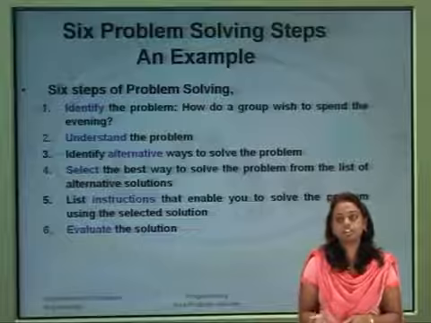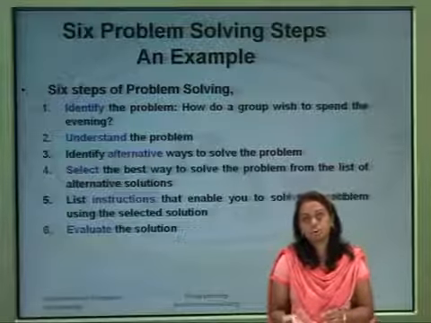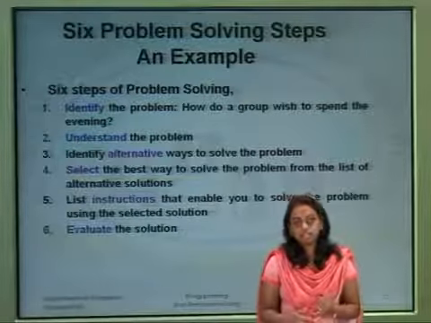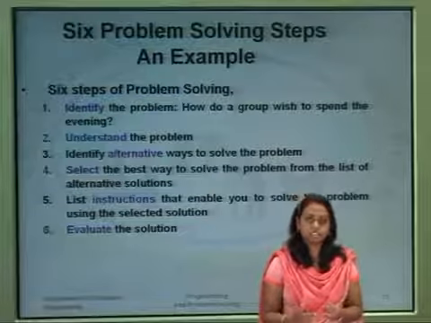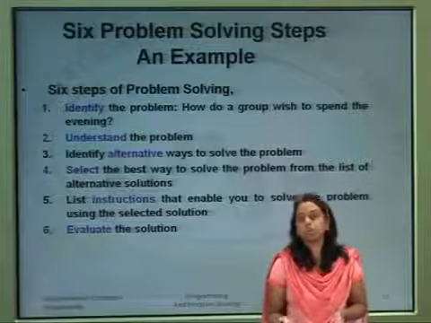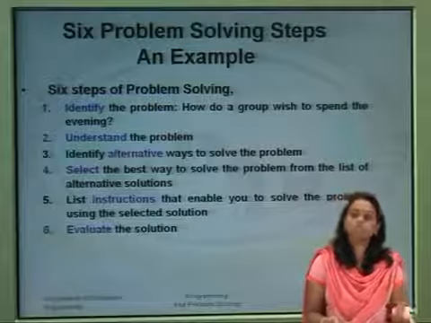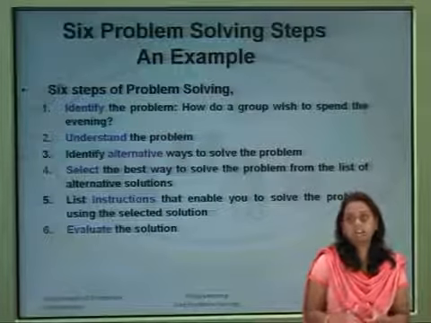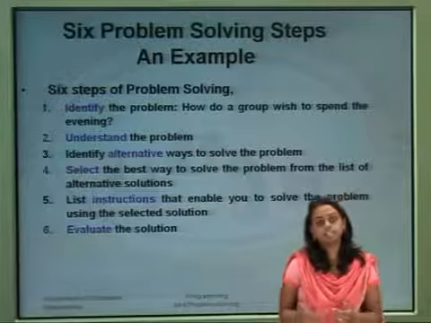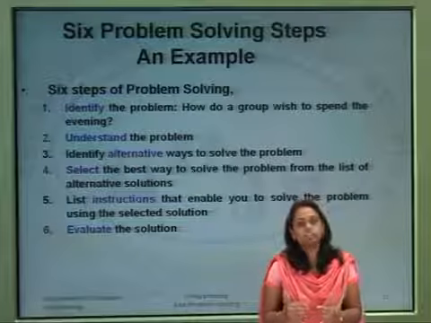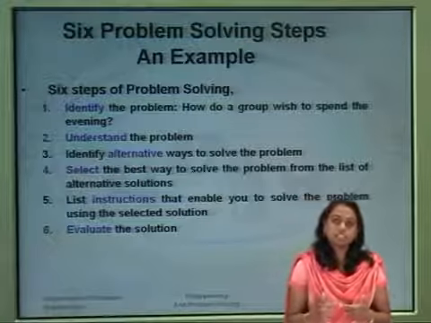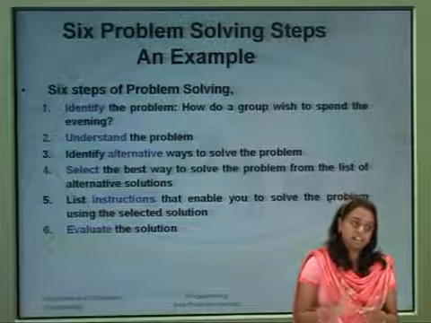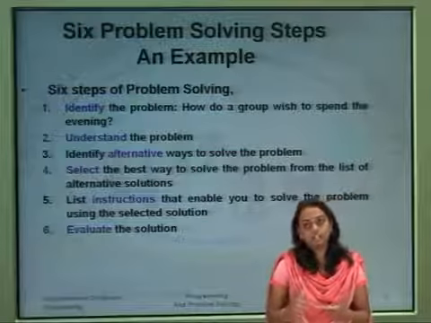Now, identifying the alternative ways to solve the problem. Here the alternative ways can be playing cards, playing chess, just watching TV, going out for a movie, or just going for a drive. So these are the alternative ways. The next step is selecting the best among these. Now you'll have to take each and every alternative way, find its advantages and disadvantages, and select the best way.